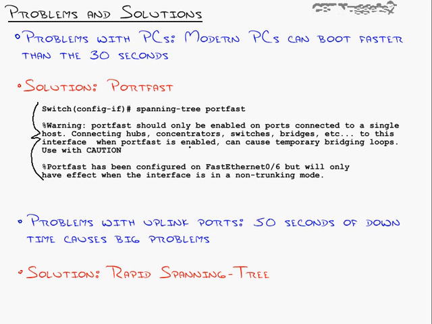but that could cause loops in the network. The other issue that spanning tree causes is that it has problems with uplink ports, meaning ports connecting to other switches. 50 seconds of downtime in any network can cause big problems. There's a lot that can go wrong during that.